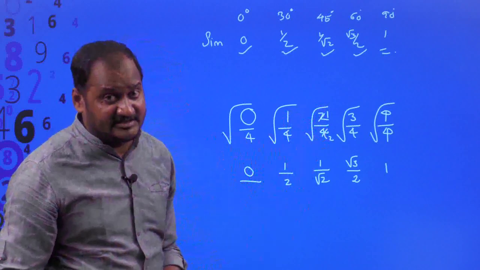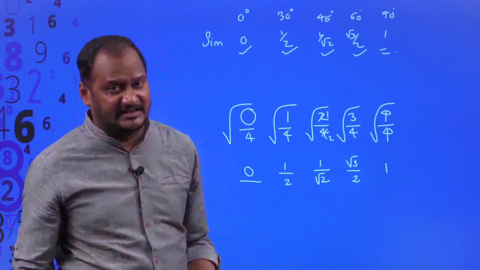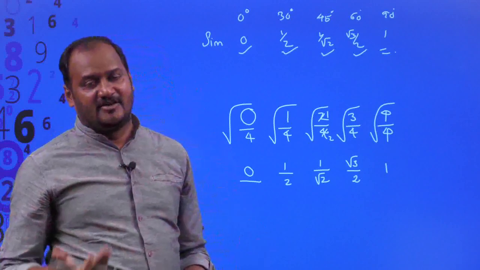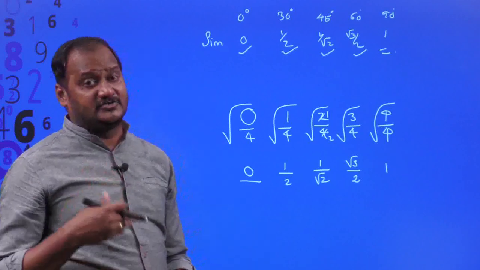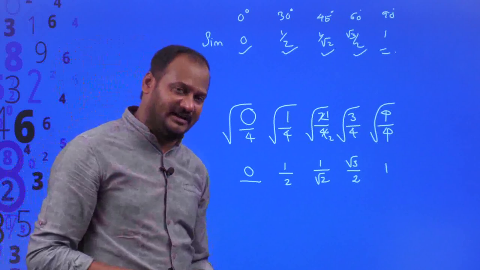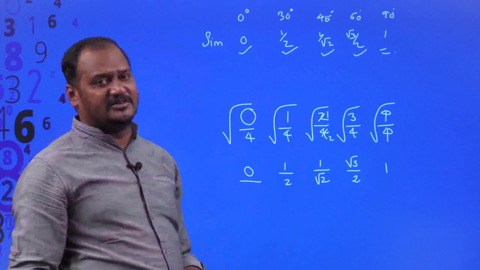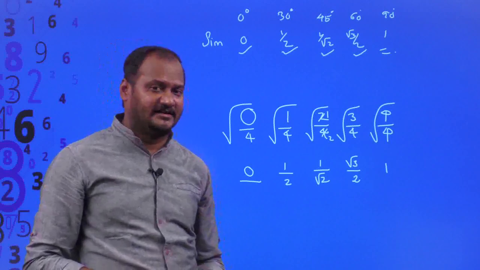Because if you remember the values of sine, and you write the values of sine in reverse order, you will get the values of cos. Sine values by cos values will be tan values. 1 by sine values will be cosecant values. 1 by cos values will be secant values. Similarly, 1 by tan values will be cot values. Did you understand? So, this is about the values of all trigonometric ratios at some specified angles.